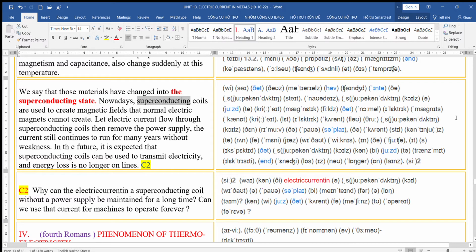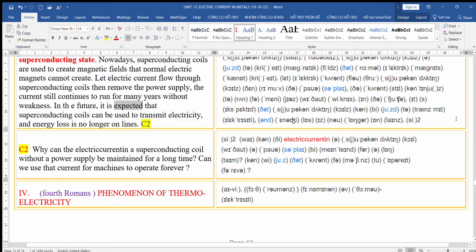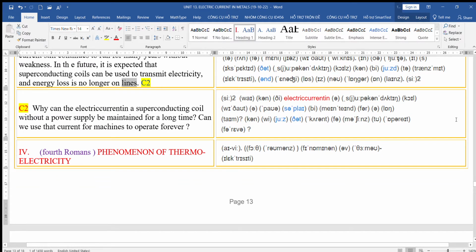Nowadays, superconducting coils are used to create magnetic fields that normal electric magnets cannot create. Let electric current flow through a superconducting coil, then remove the power supply; the current still continues to run for many years without weakening. In the future, it is expected that superconducting coils can be used to transmit electricity, and energy loss will no longer occur on lines.